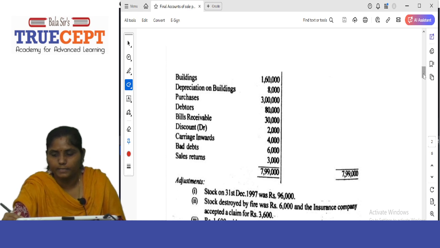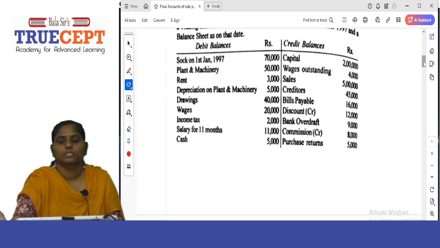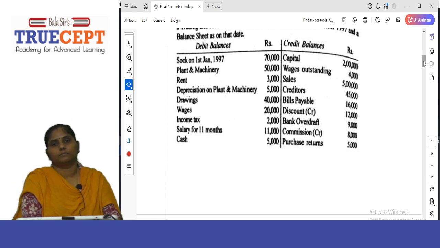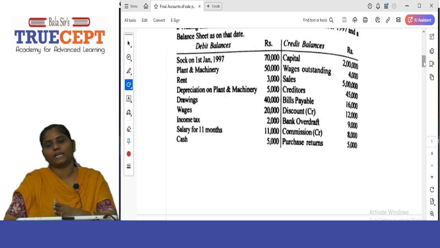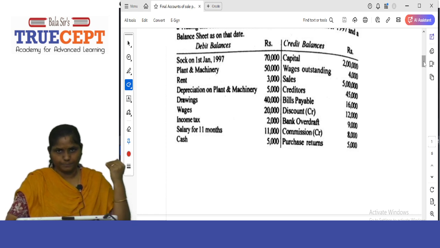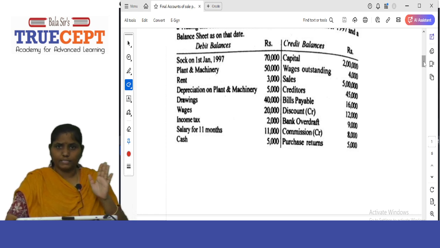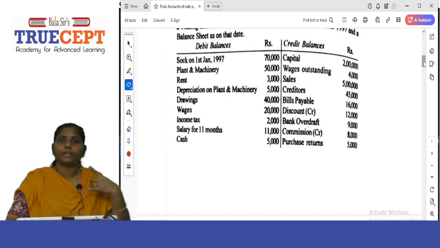Let's discuss the credit items. So you have capital, balance sheet, liability side, wages outstanding. See, generally all these outstandings will be given in the adjustment. But here, it's not an adjustment, it is given inside the trial balance, which means it has already been recorded in the books. You have to give only one effect.